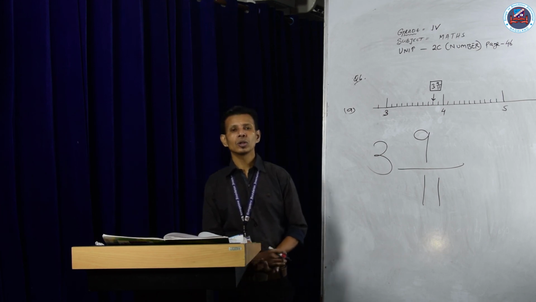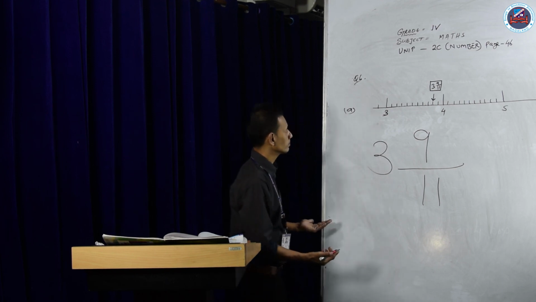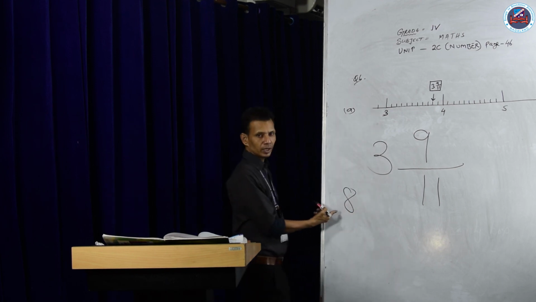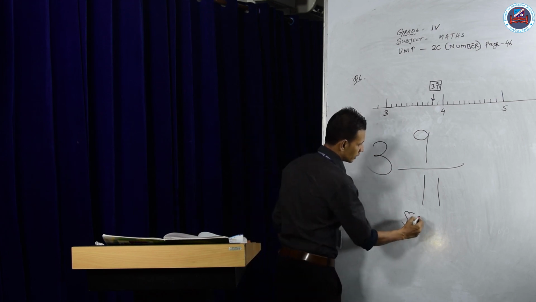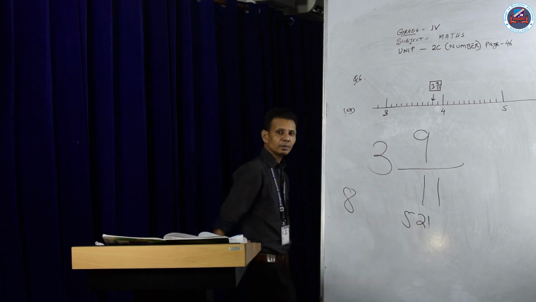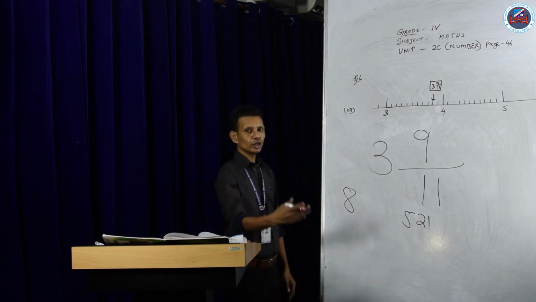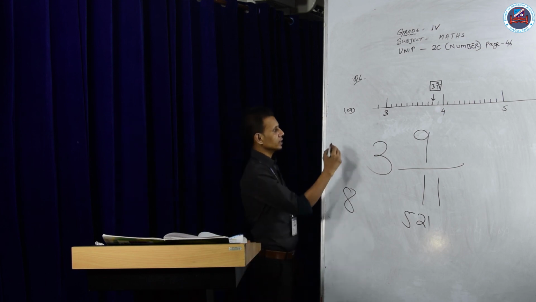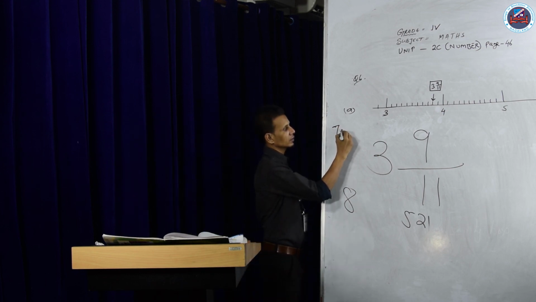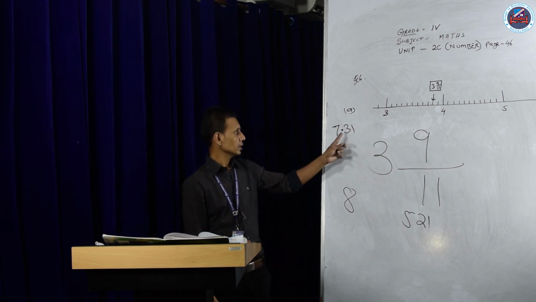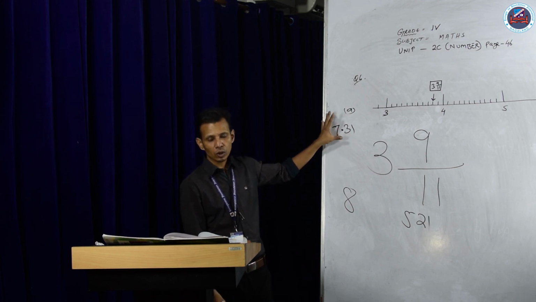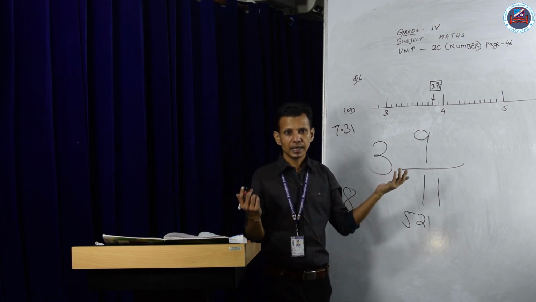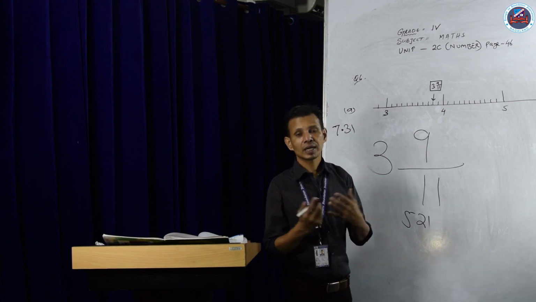What is a whole number? Whole number means there is no decimal. 521. It's a whole number. Your roll number. It's a whole number. And what about this? Is it a whole number? No. There is a decimal point, so it's not a whole number. So it's simple. Okay? A whole number means a number without a decimal.